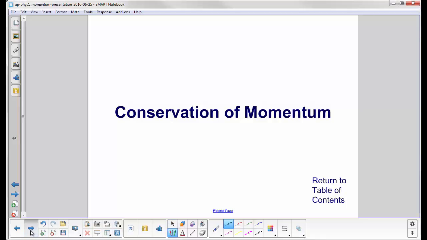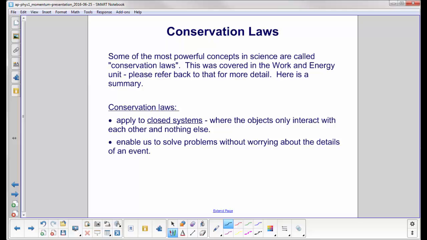Conservation of momentum. Some of the most powerful concepts in science and physics are called conservation laws. This was covered in some detail in the work and energy unit of this course. Please refer back to there for more detail. But here's a summary. Conservation laws apply to closed systems.